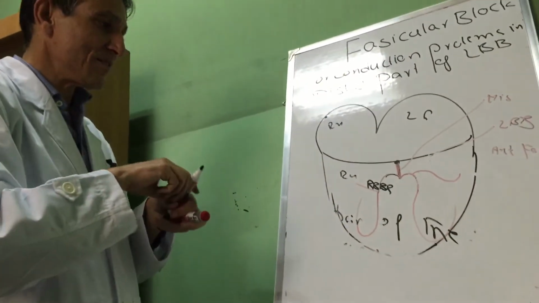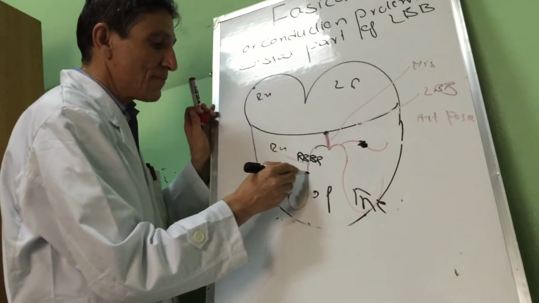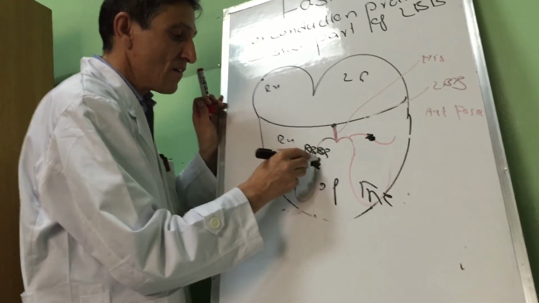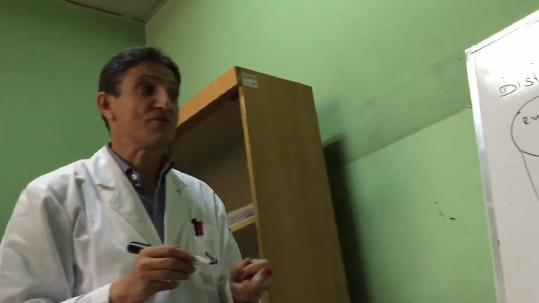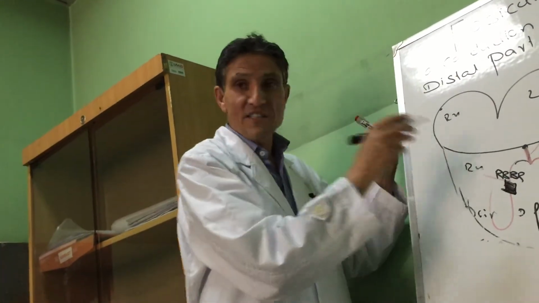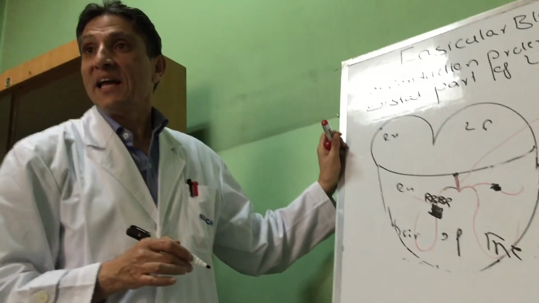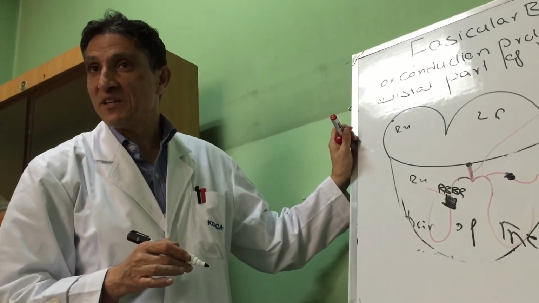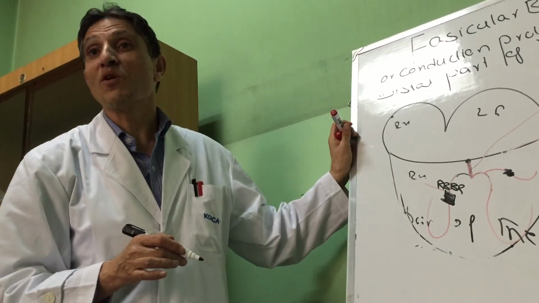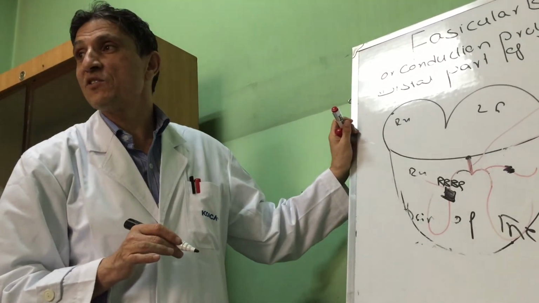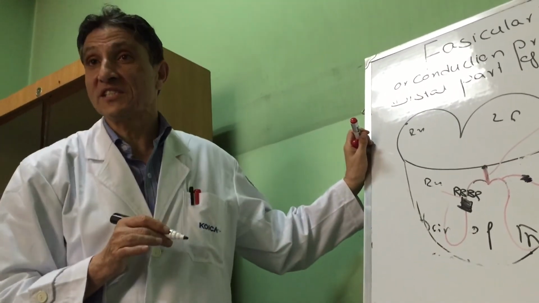and when it is associated with first degree AV nodal block, it is called trifascicular block. Anterior fascicular block plus right bundle branch block in association with first degree AV nodal block, which is shown on the ECG by prolongation of the PR interval. This is called trifascicular block.